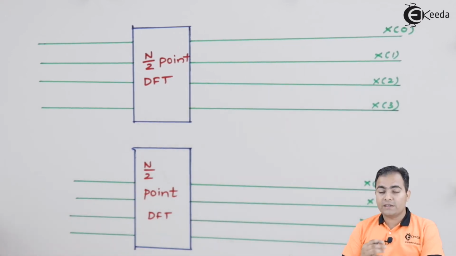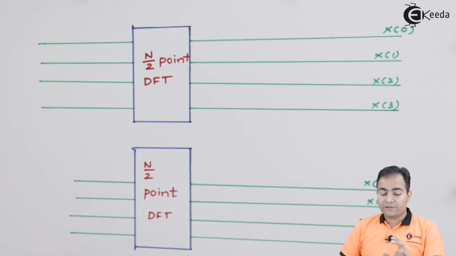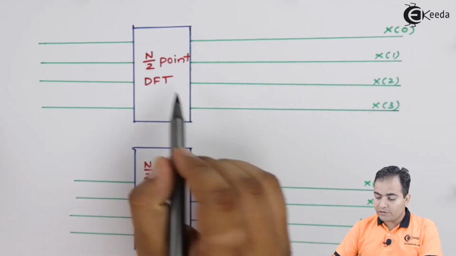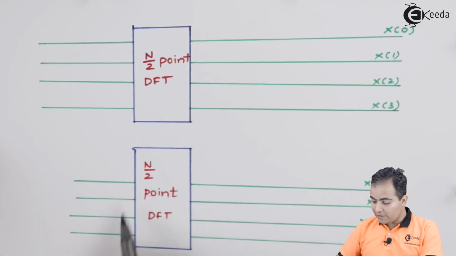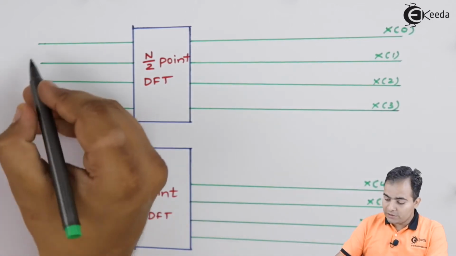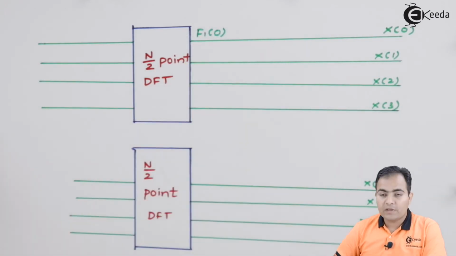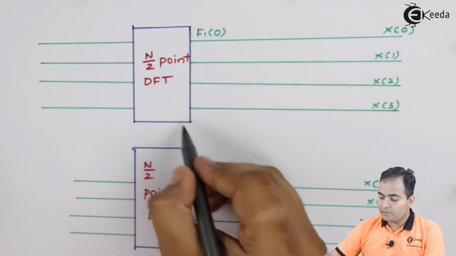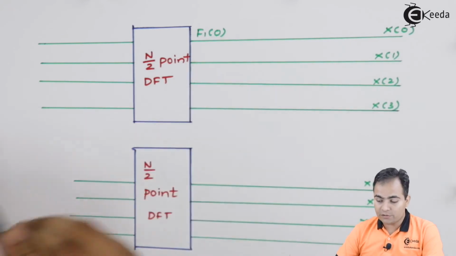Basically x of 0 is calculated by using f1 of 0 and f2 of 0, but where are f1 of 0 and f2 of 0? As I discussed, we are going to divide our samples into 2 parts. The first part is for even, the second part is for odd, which means this first n by 2 point DFT is calculated only for the even part, and the second part is calculated for the odd part. So this is nothing but my f1 of 0. The output of this whole result is in DFT, and here I have substituted my k value, which is 0.